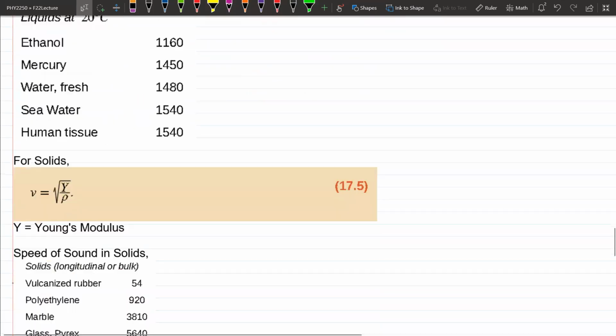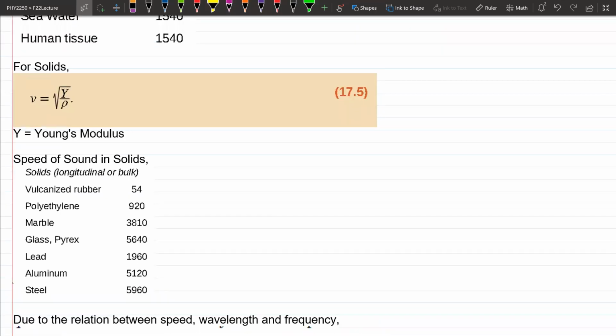For solids, as I said, they actually have some of the highest speeds of sound. Instead of the bulk modulus, you have this thing called Young's modulus. It's just named after some guy named Young. And then the denominator is also the density of that material.